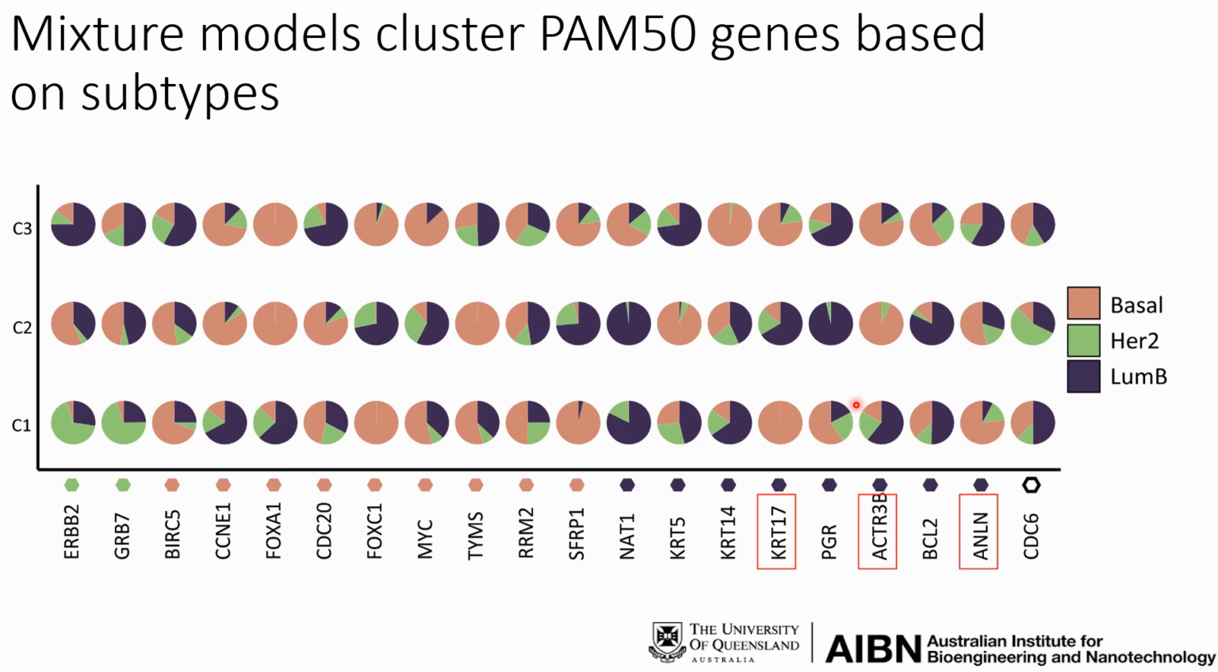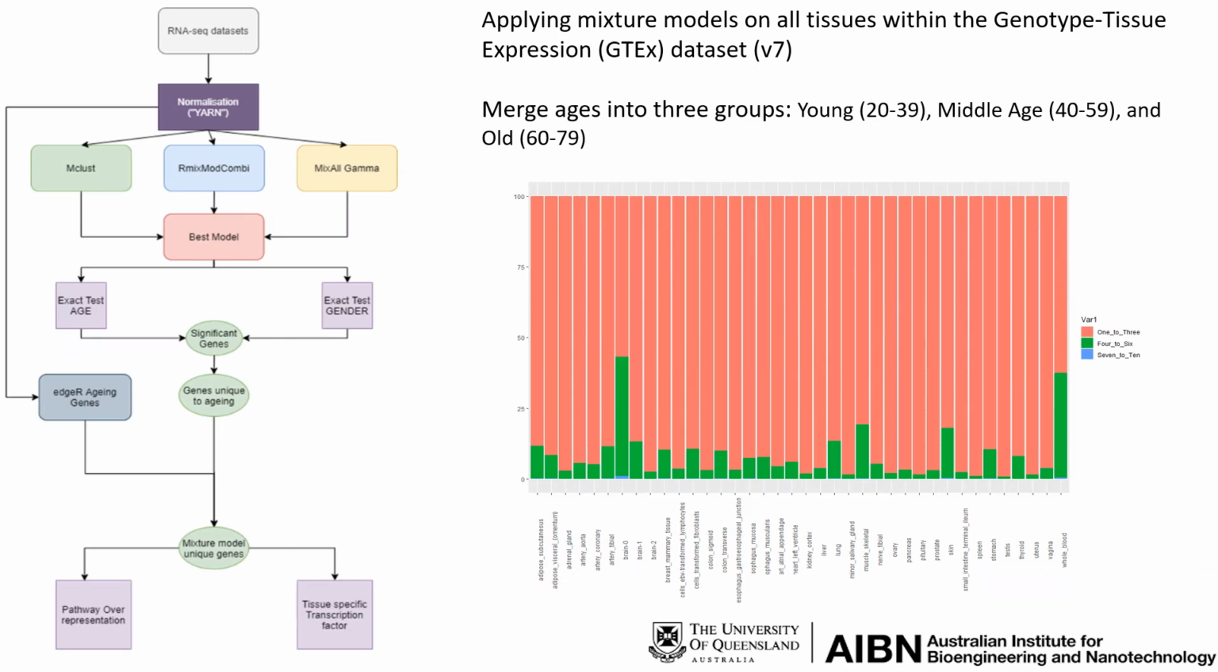That's one of the main issues that we have, meaning that this doesn't mean that this doesn't work. It means that there may be specific basal criteria within these specific types as well. So this is the pipeline that we've developed. We have RNA-seq data, specifically here we'll be using the GTEx version 7. We'll normalize it using the YARN methodology, and then we'll run these three specific mixture models, and then we'll end up coming with the best model.